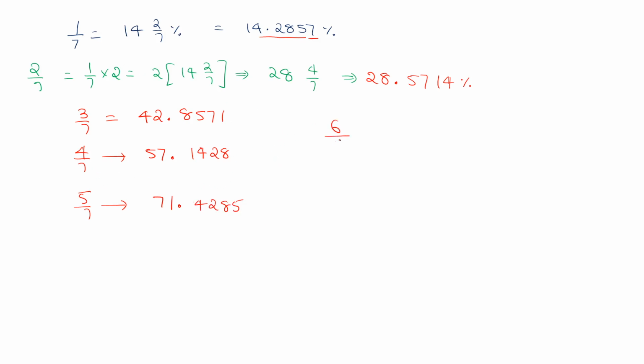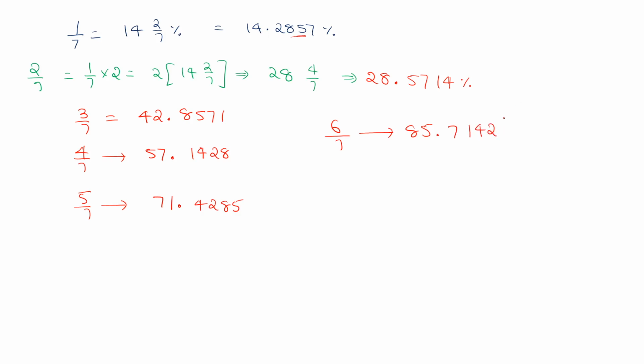If we need to calculate the value of 6 upon 7, it is going to be 6 times 1 upon 7. 6 times 14 is 84. Take the value of 85 here, and write the decimals as the cyclicity, that is 7142.